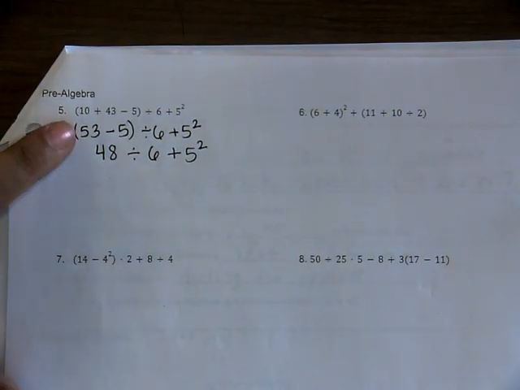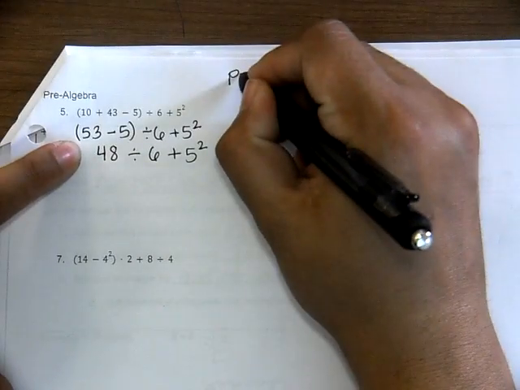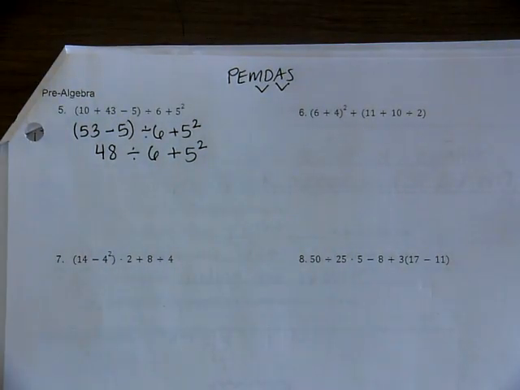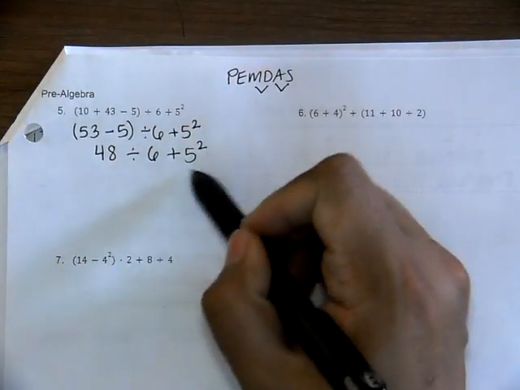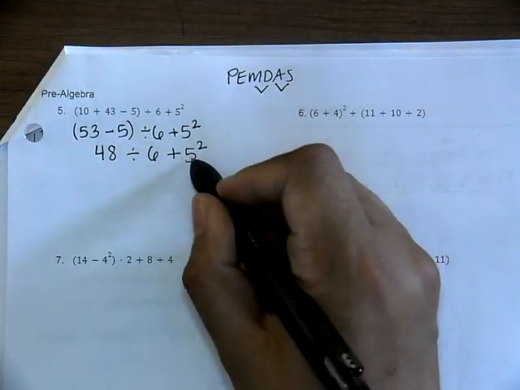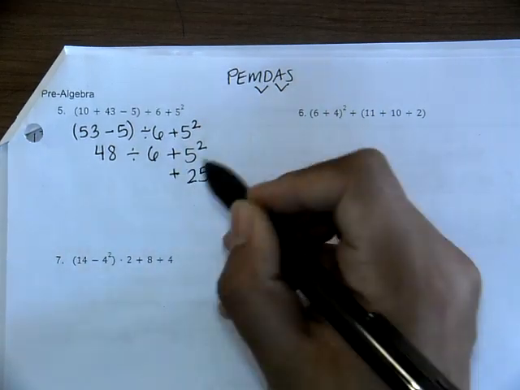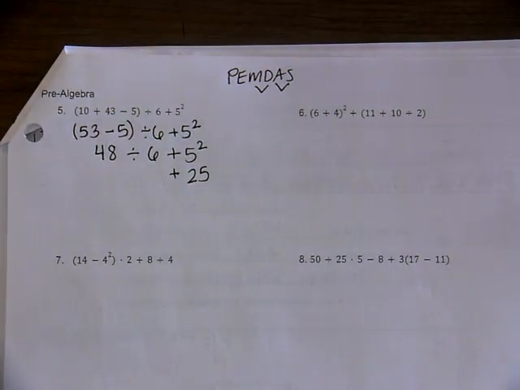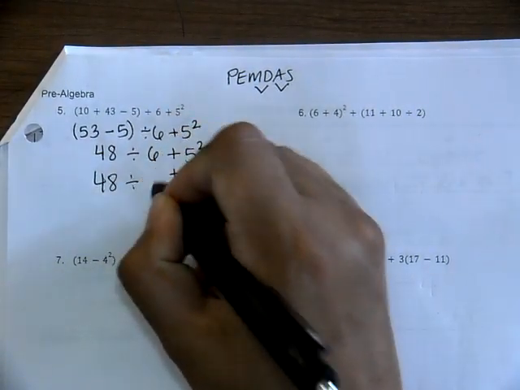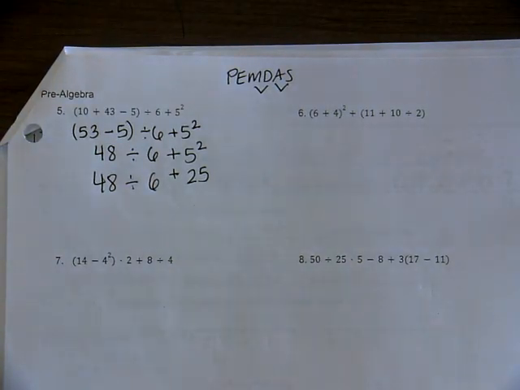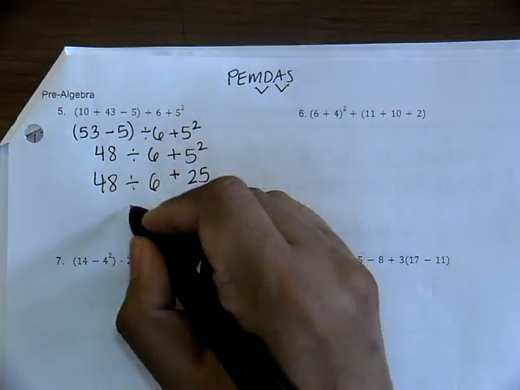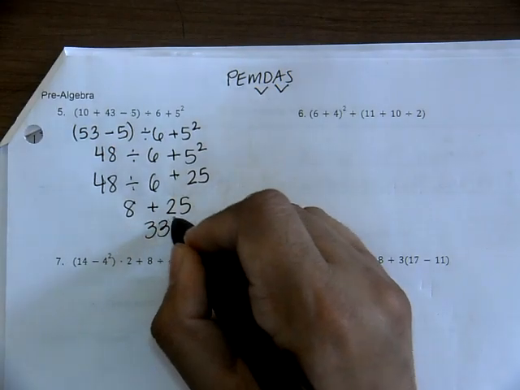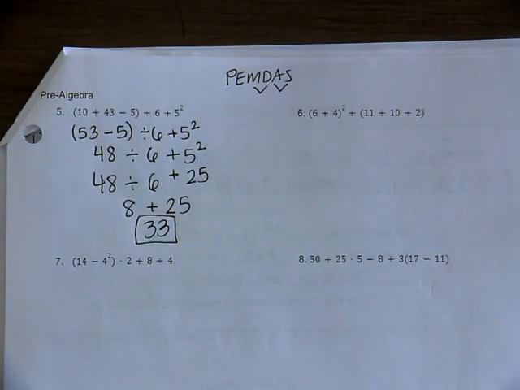So we did parentheses. Now onto the exponents. Remember, if you need to write out PEMDAS for yourself, just remember that M and D are together and A and S are together, just whatever comes first from left to right. So 25 is what I would calculate next, because 5 squared is an exponent. If you need your calculator for that, just type in 5 squared. And then keep the rest the same. Bring down the 48, divide it by 6, and then you have that plus 25. So 48 divided by 6 is 8 plus 25, and then add those together to get your final answer, which is 33.